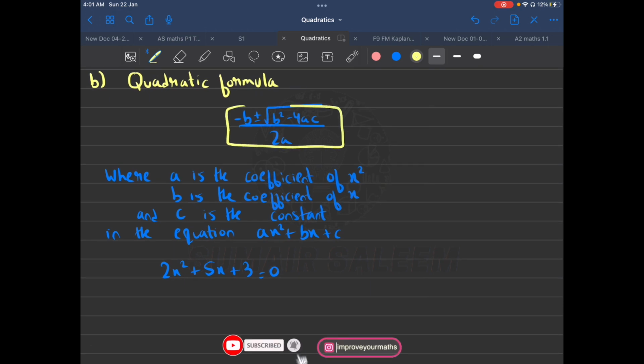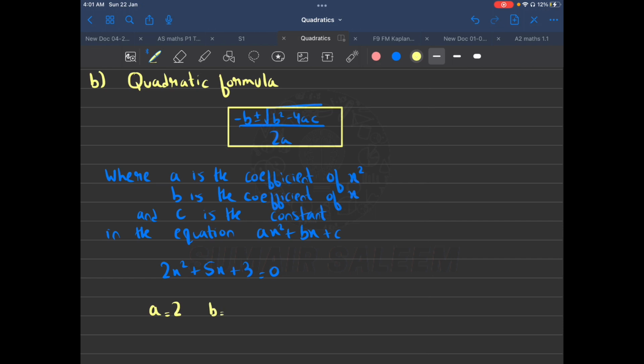This. Okay. So now the number written with x squared is a, so that means my a is 2. The number written with x is b. That means b is 5. And the number that's constant is c.